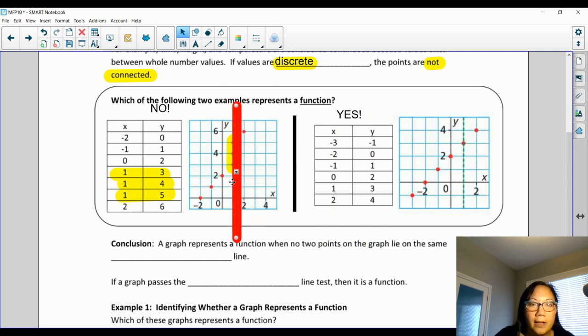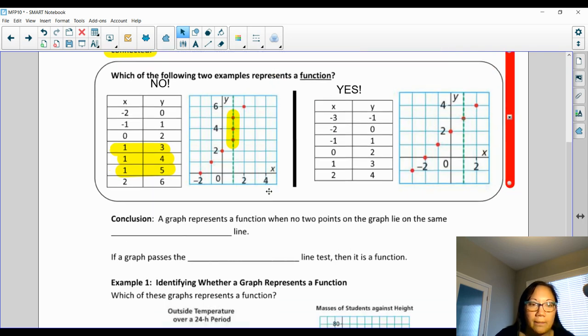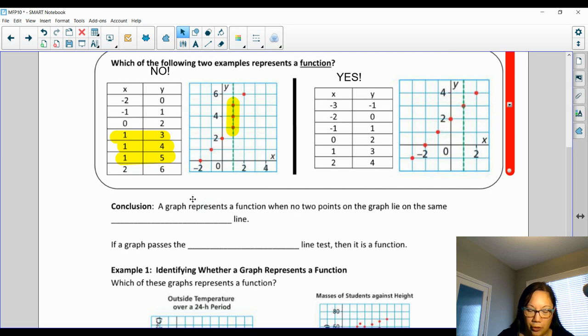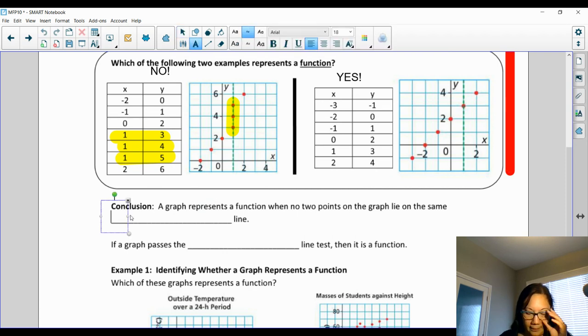Okay, if I do that over here, there's a problem there. I've hit 3 points at the same time. So that means that that is not a function. So that's a really quick way you can do it. You can do it using your own pencil, which is really simple, or whatever you're holding.